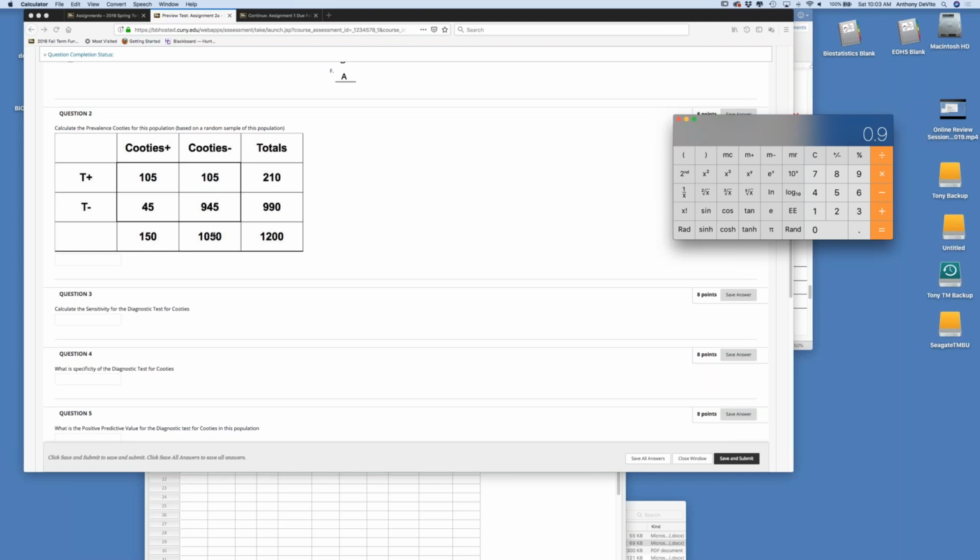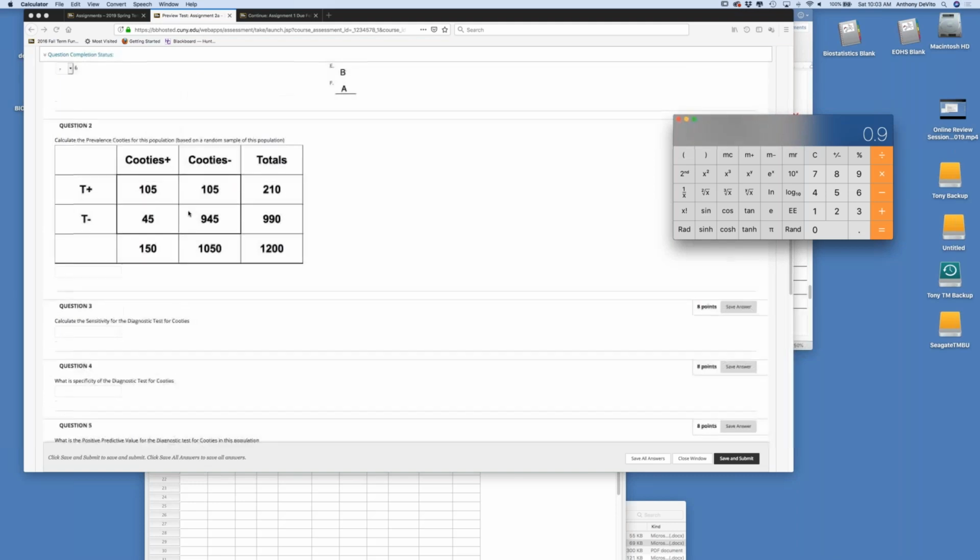Our next thing that we're usually interested in is how good this test is at predicting whether a person has the disease or doesn't have the disease, in terms of the result of the test. So if you tested positive in this population, out of 210 positive results, only 105 of them actually had the disease. So a positive test only suggests that there's a 50% chance that you have the disease.